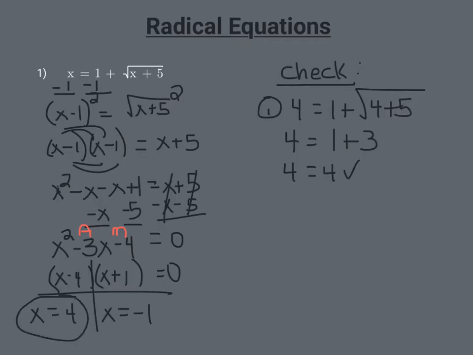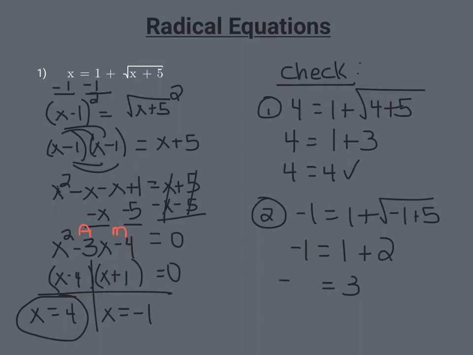Okay, now let's check the negative 1. So this time I'm going to replace my x's in the original equation with negative 1s. Now when I do that, I'm left with negative 1 equals 1 plus, well, negative 1 plus 5 is 4, and the square root of 4 is 2. Now when I add the 1 and the 2, on the right-hand side of the equation, that gives me 3.